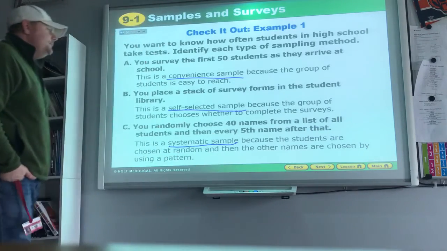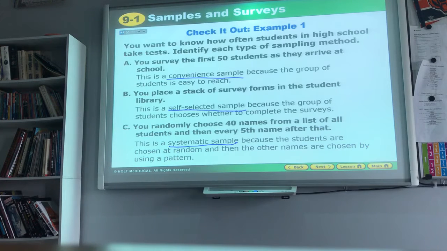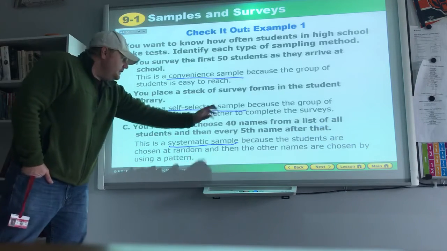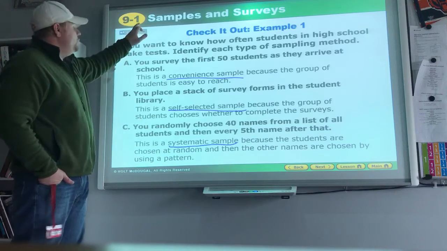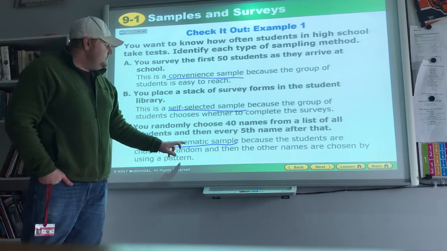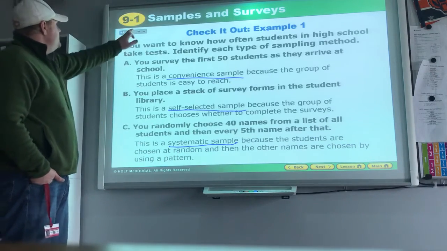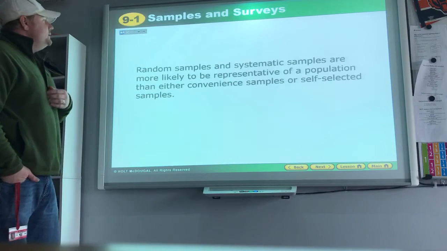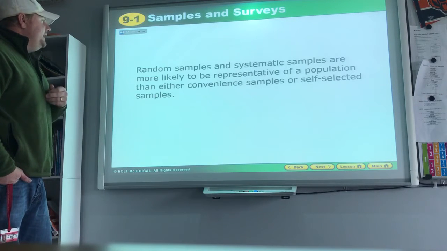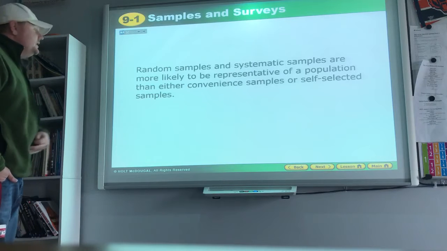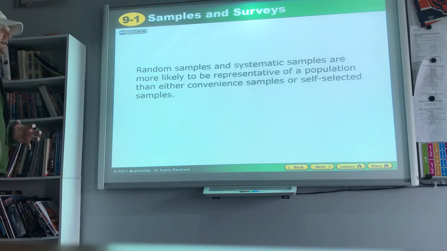But look at the extra details. You randomly choose 40 names from a list of all the students, and then every 5th name after that. Randomly, and then a system. So a combination of random and a system is a systematic sampling. Random samples and systematic samples are more likely to be representative of a population. They're the better choice because you're likely to get the entire population represented in a smaller group.